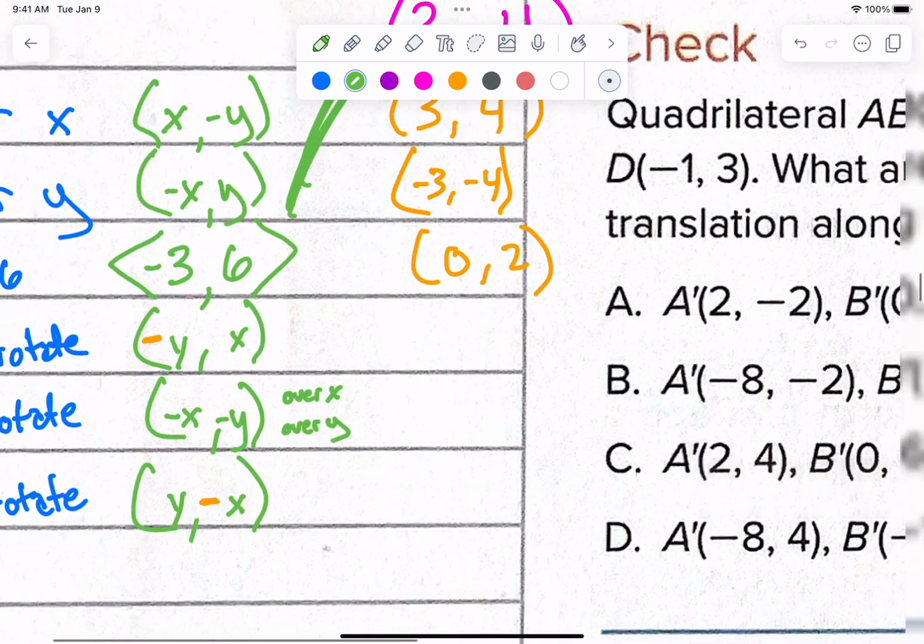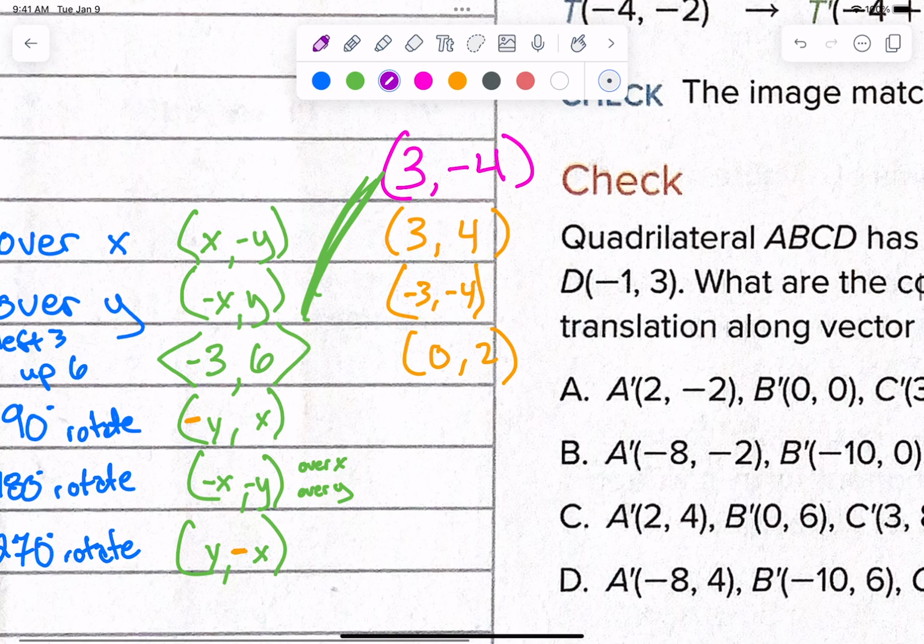All right, so if we start with 3, negative 4, and you do a 90 rotate, what does it look like? 4, 3. What about 180 rotate? Negative 3, 4. And the other one? Negative 4, negative 3. Okay, all right.